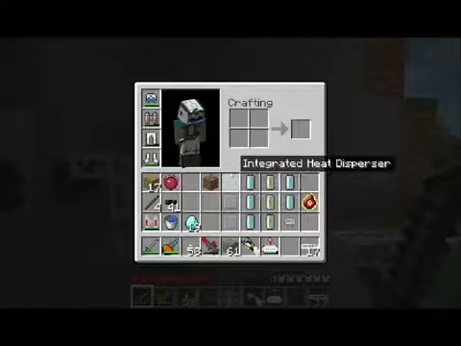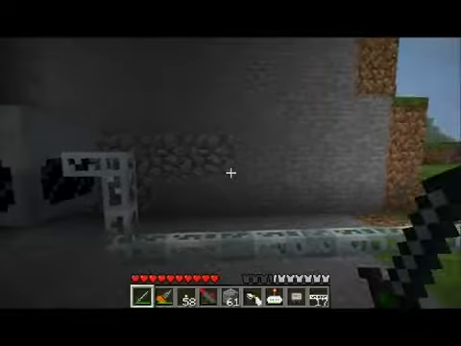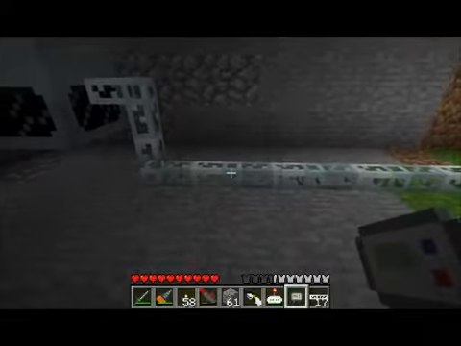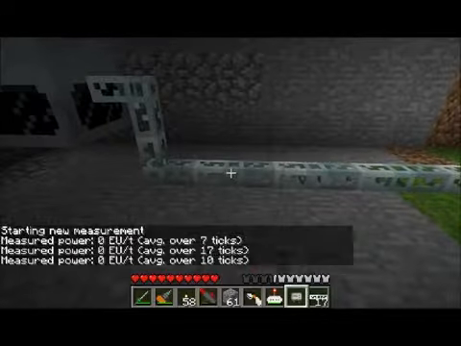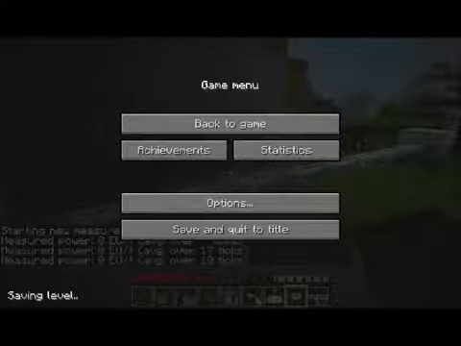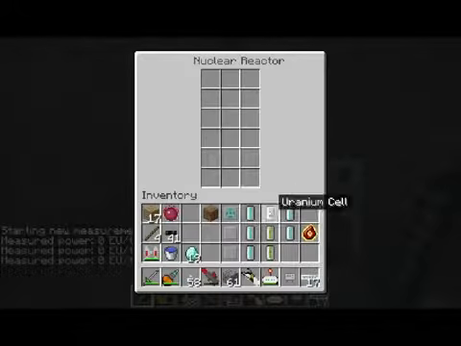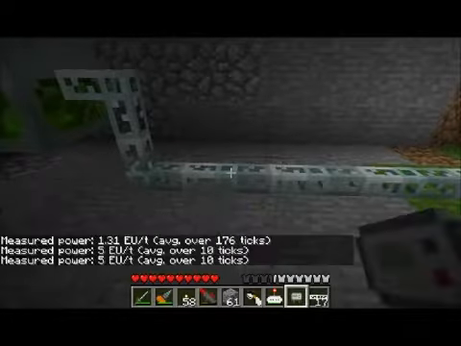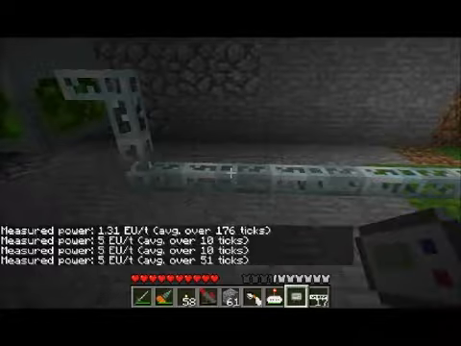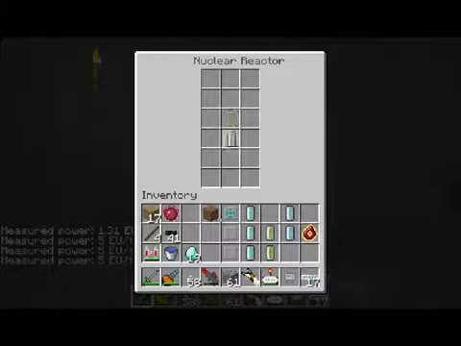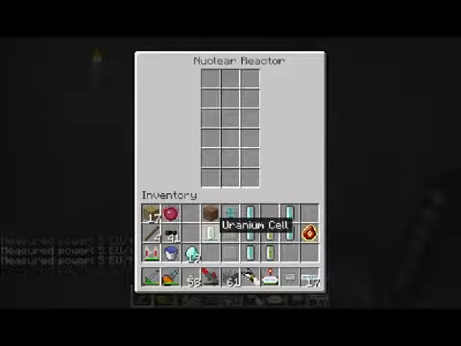I have my trusty EU reader. Obviously there's no fuel in the nuclear reactor at the moment, so no energy is going through the line. If I place just one uranium fuel cell inside of here, it's going to start draining, and it's going to generate 5 energy units per tick. Let me take that out. So 5 energy units per tick for a uranium fuel cell.